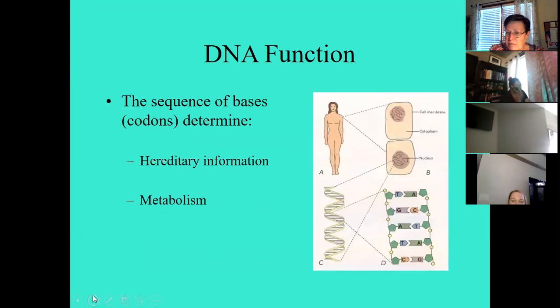Now we've already said this, that the sequence of bases on the molecule is critical. And in that sequence of bases, every 3 bases is called a codon. And that is what determines your hereditary information, and it determines your metabolism. If a codon is changed, if a base is lost, if a base molecule is changed, that's referred to as a frame shift mutation. Frame shift mutations are typically lethal to the cell, so that makes it a big deal.